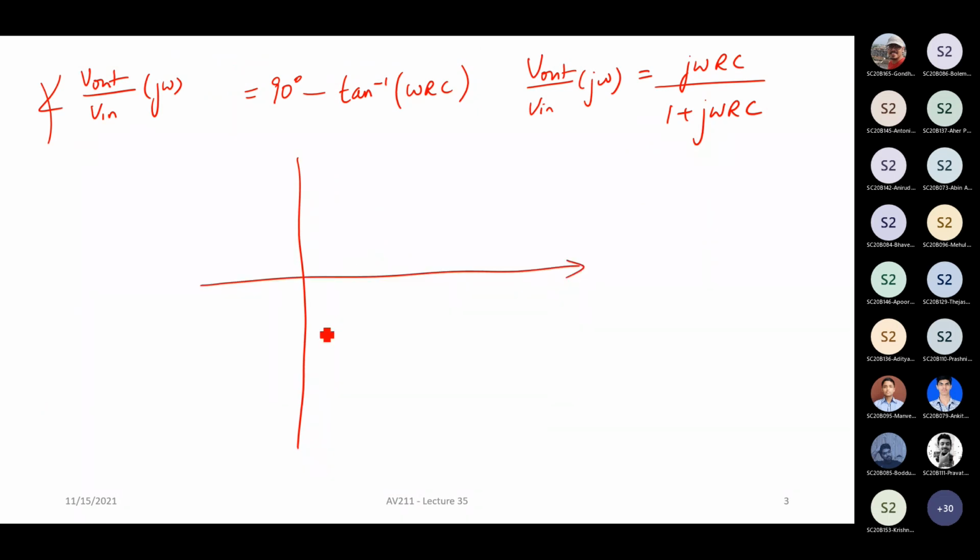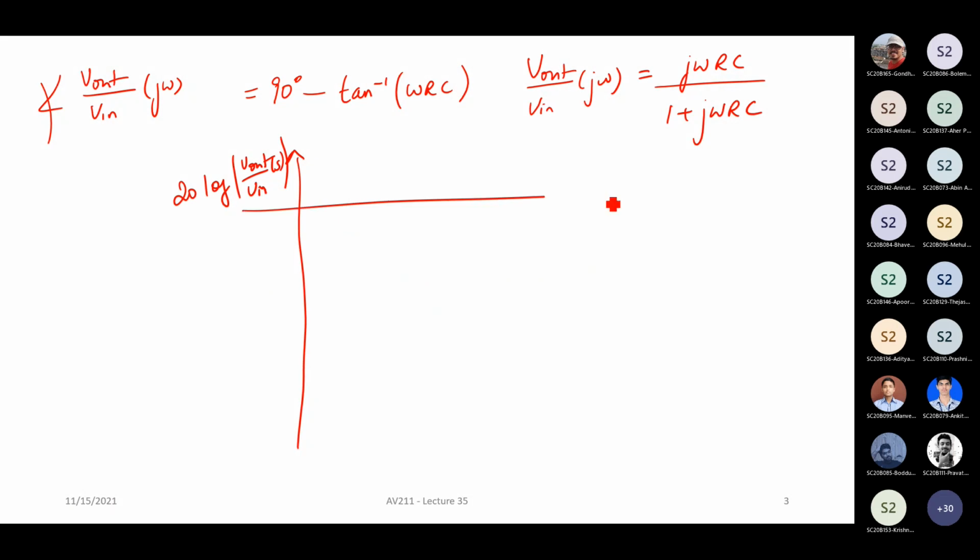So let us say the log of f and 20 log of V out by V in of S will look something like this. This point is basically f is equal to 1 by 2 pi RC, right? And then, oh, I'm sorry, I got confused with the other. Yeah. So basically, this is just a normal high pass filter.